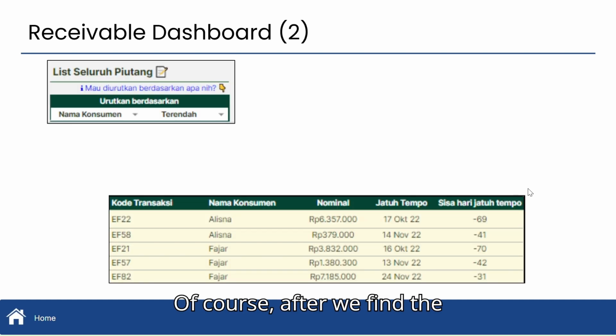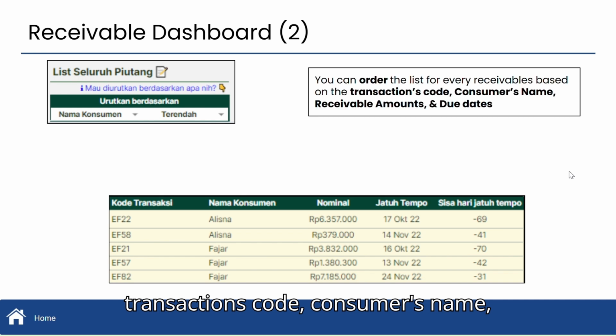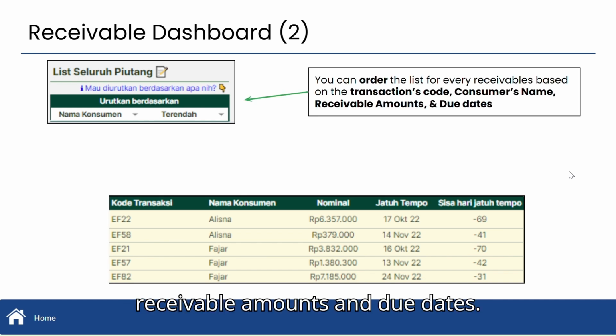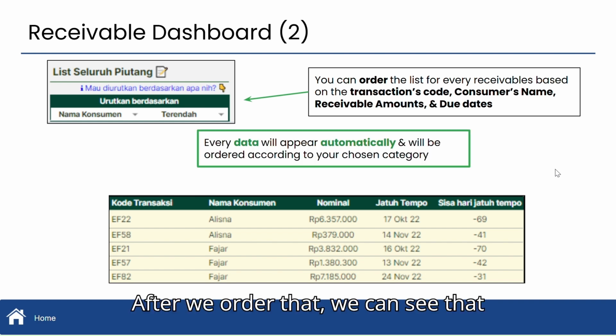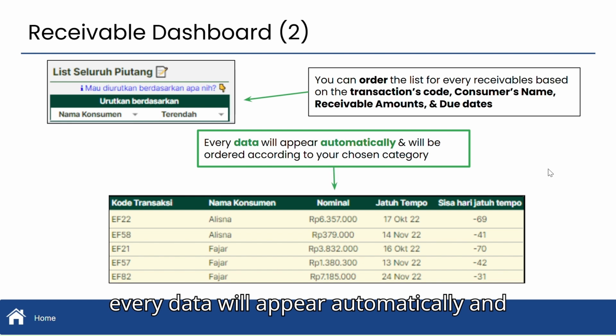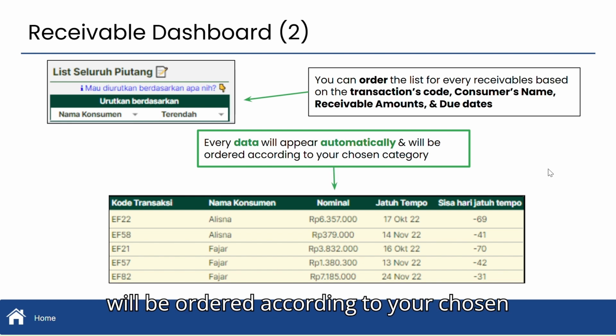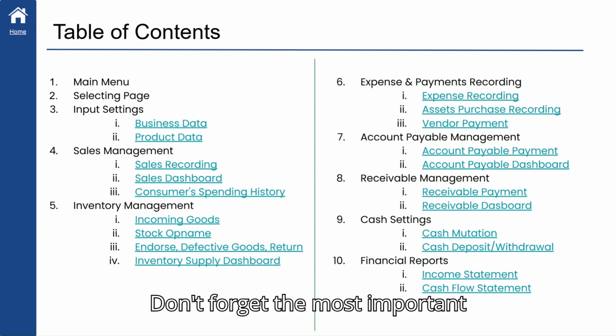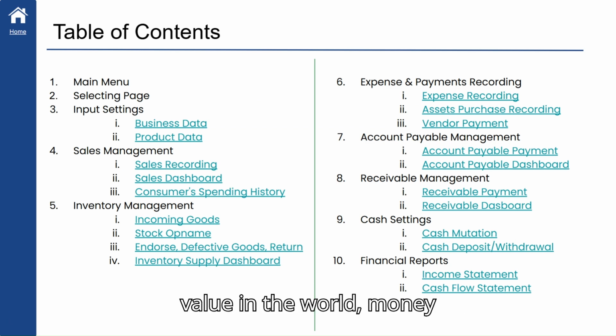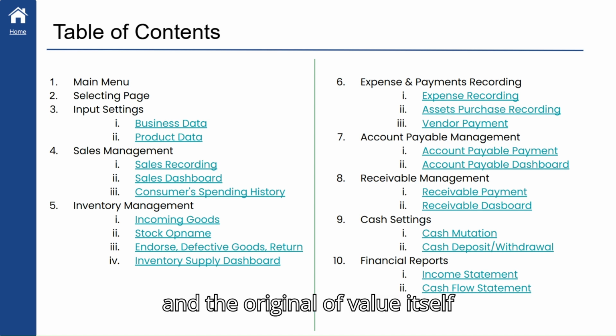Of course, after we find the customers, we can also order the list for every receivable based on the transaction code, consumer's name, receivable amounts, and due dates. After we order that, we can see that every data will appear automatically and will be ordered according to your chosen category.